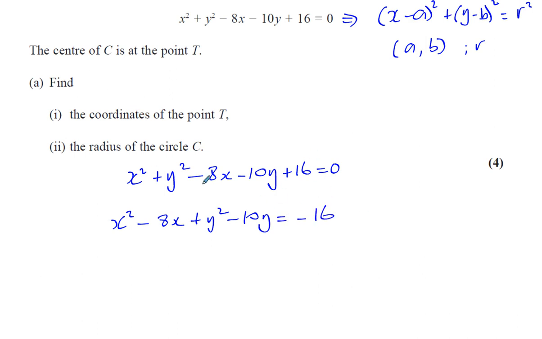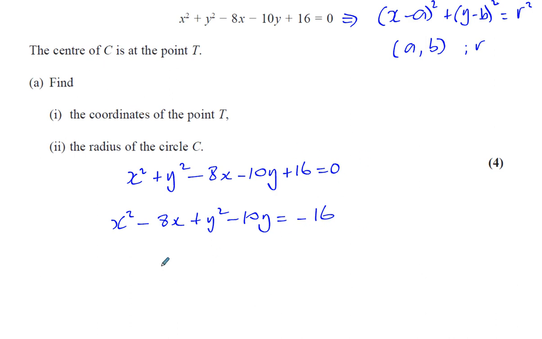What I've done is rearranged this so I put the x squared and the x term together. It's not like I've added 8x to both sides, or subtracted 10y. I've just shuffled them around on the same side of the equation, putting the minus 8x next to the x squared and the minus 10y next to the y squared. But for the 16, I wanted to get rid of it from the left side and put it on the right side. So I subtracted 16 from both sides. That's why it's negative 16 here.